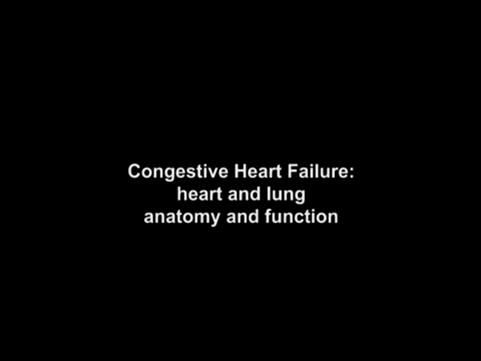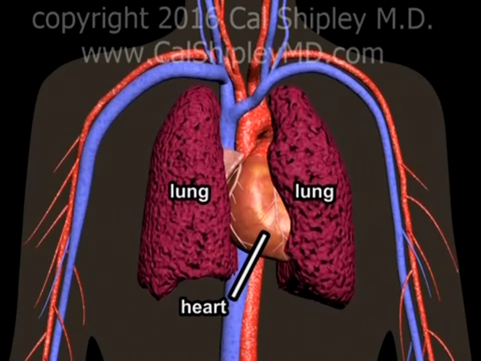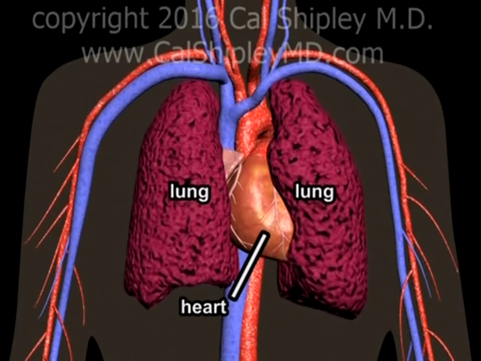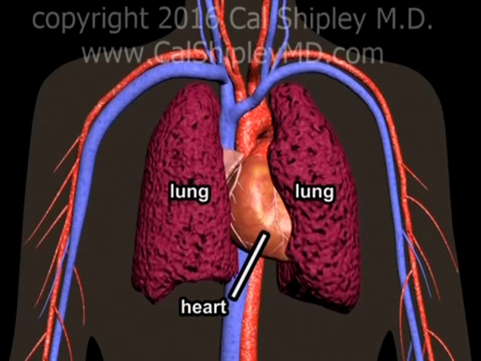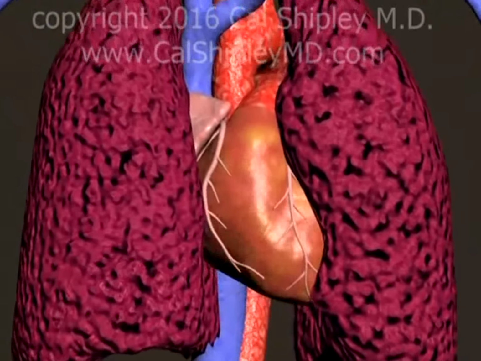Let's start by reviewing cardiac and pulmonary physiology. The heart lies between the lungs in the middle of the chest cavity, also known as the thorax. Let's zoom in to take a closer look at the heart.